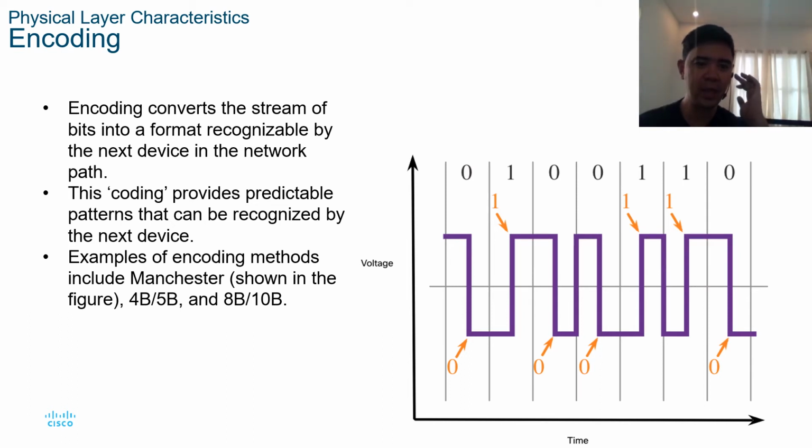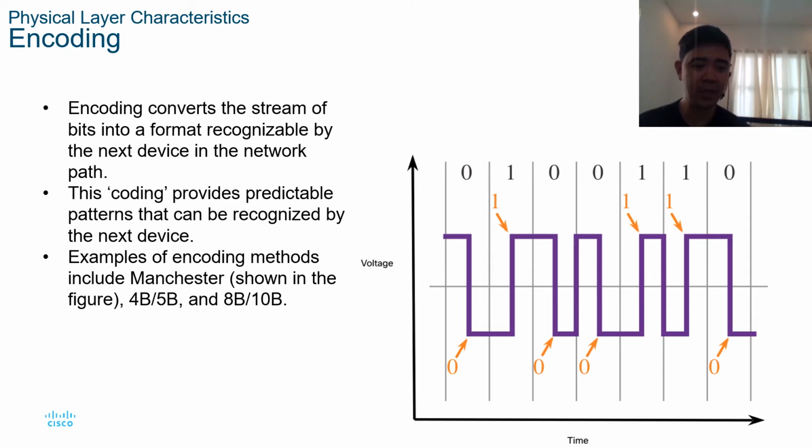In the encoding, it converts the stream of bits into a format recognizable by the next device in the path. It is in the encoding where the LAN card will interpret the 0s and the 1s. There are different encoding mechanisms. It is discussed in your computer organization and architecture.